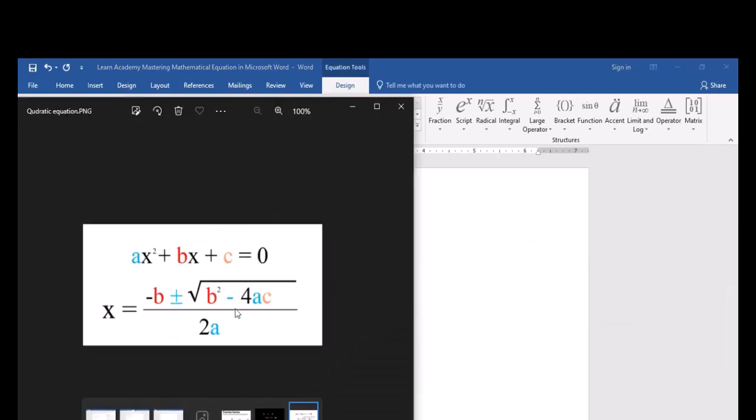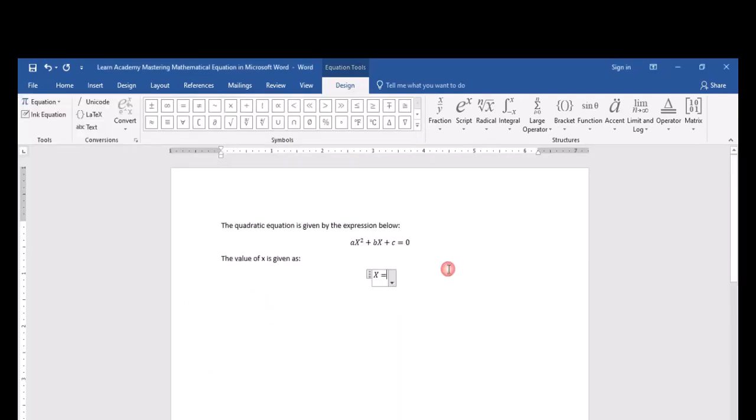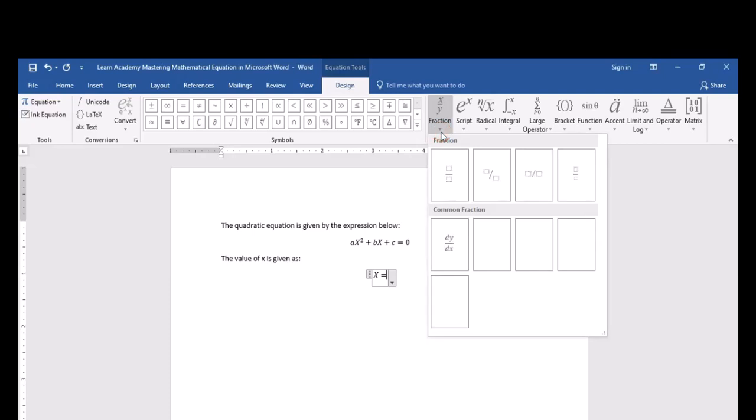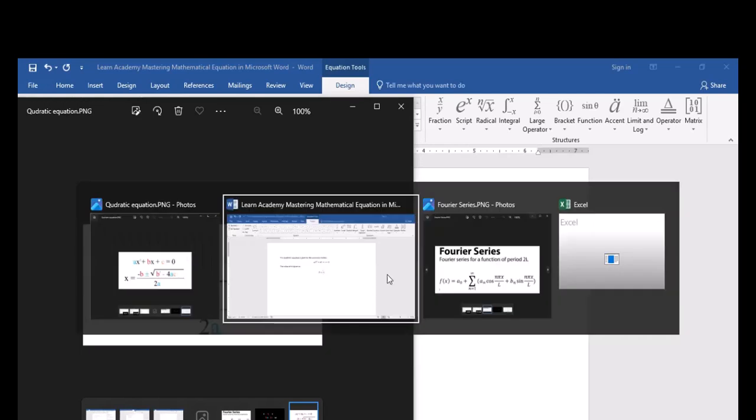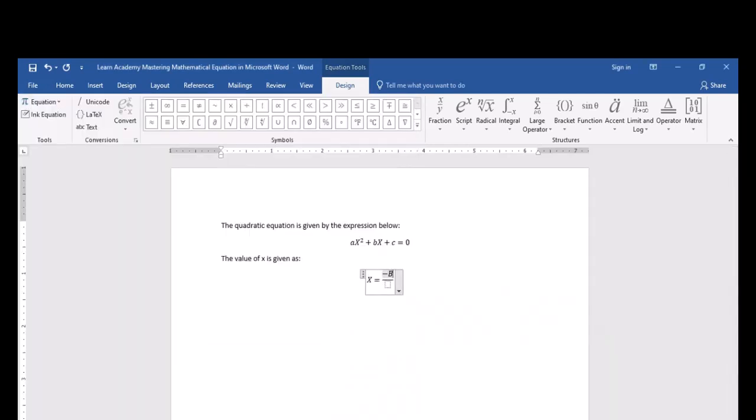The first thing to do is that, because we have an expression on the numerator and the other expression on the denominator, we're going to make use of fraction first. So I'll simply come to the fraction, click on normal fraction, then I want to type in on the first space, which is the numerator. So we're having minus b, that is minus b.